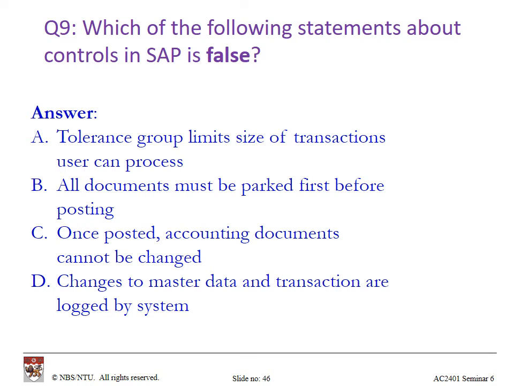Question 9. Which of the following statements about controls in SAP is false? The options: tolerance group limits the size of transactions a user can process. All documents must be parked first before posting. Once posted, accounting documents cannot be changed. Changes to master data and transaction are locked by the system. The answer is, all documents must be parked first before posting, and once posted, accounting documents cannot be changed.